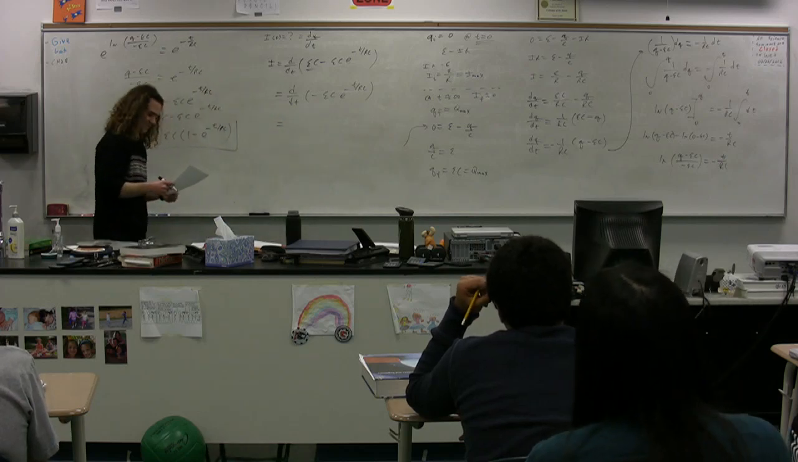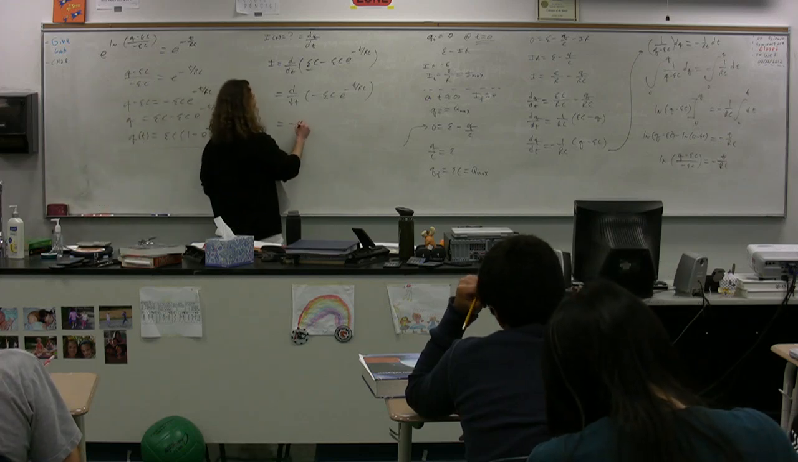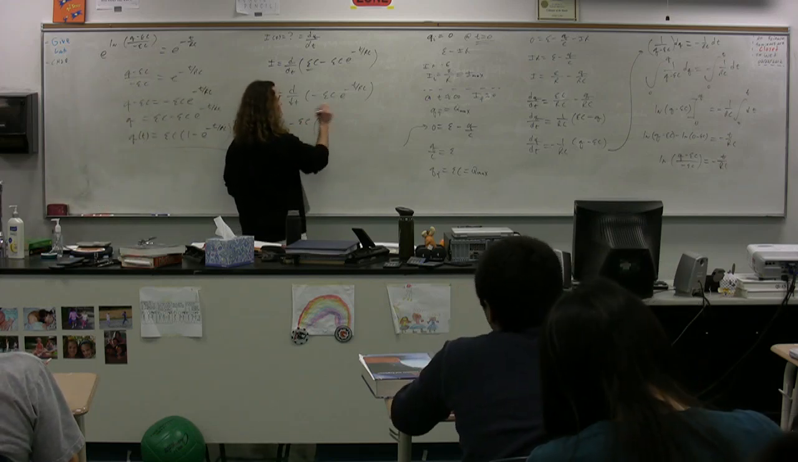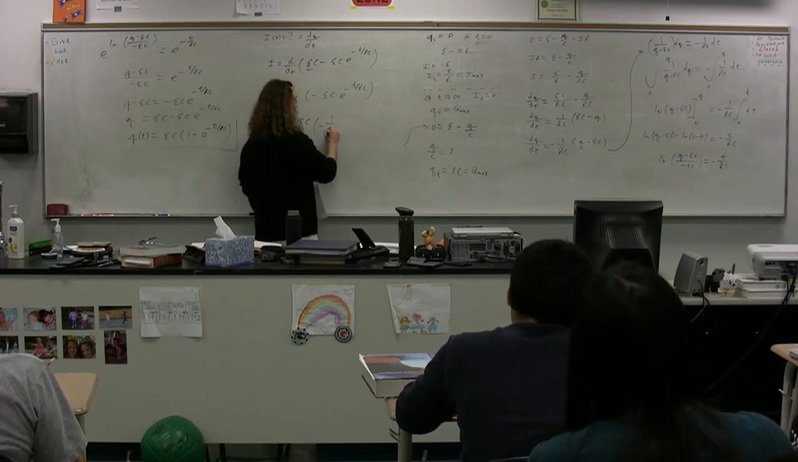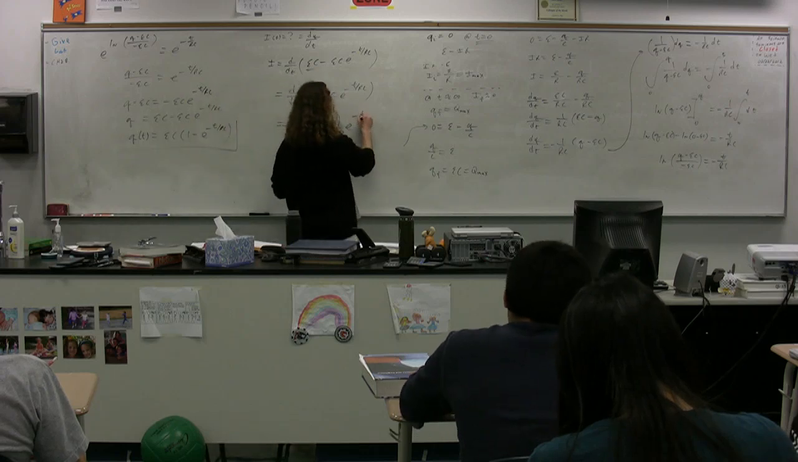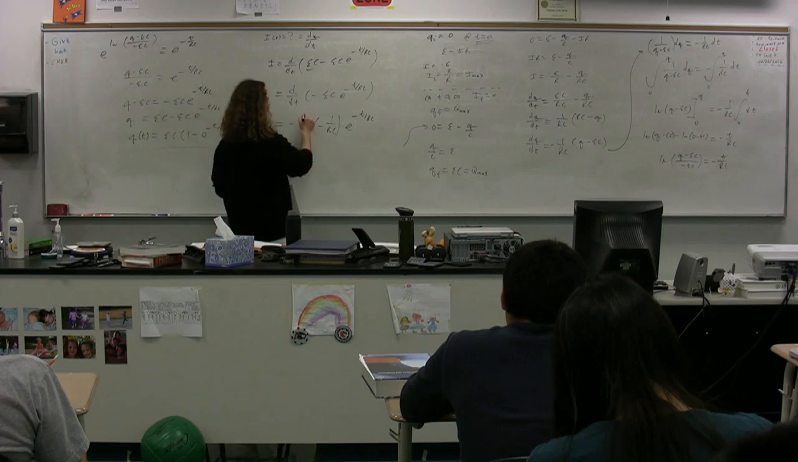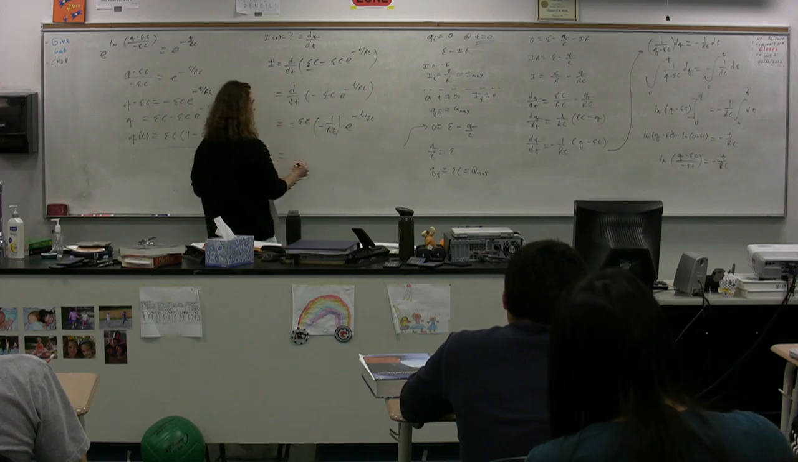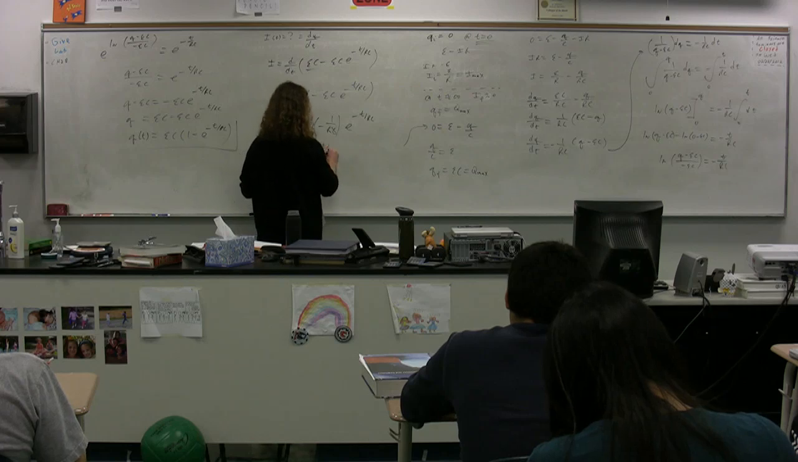So what do we get here then? Negative EMF times C times what? We multiply by negative 1 over RC, right? EMF, negative t over RC. So the capacitance cancels out, the negative cancels out. We get the EMF over the resistance times e to the negative t over RC.